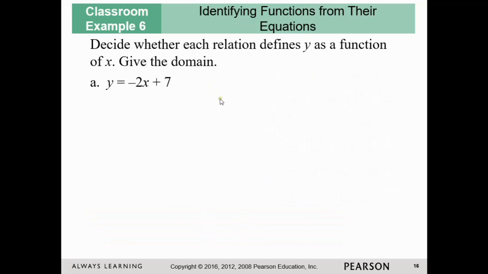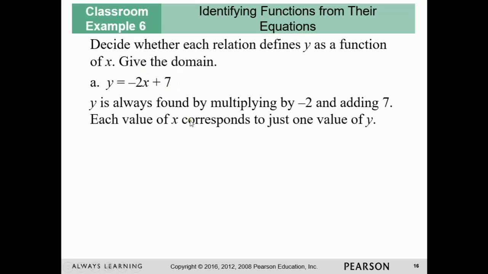Now, this one is the one that gets a little trickier. So first off, we're going to determine whether the relation defines y as a function of x. Anytime it says y equals, and then there's an argument in x, we're going to say that that is defining y as a function of x. Then it wants us to give the domain. So y can always be found by multiplying by -2 and adding 7. So each value of x corresponds to just one value of y.